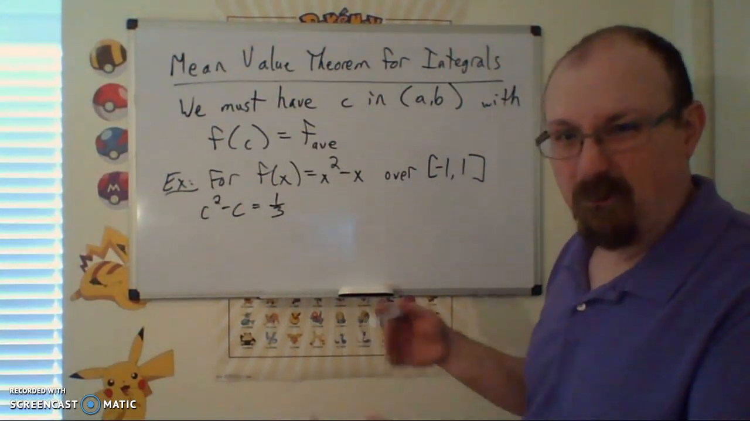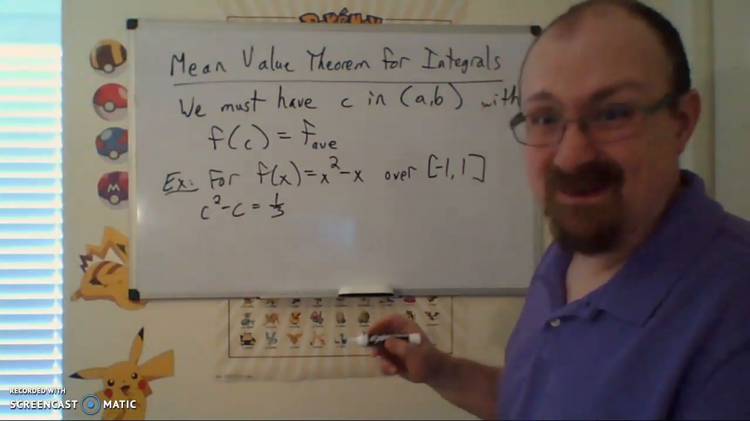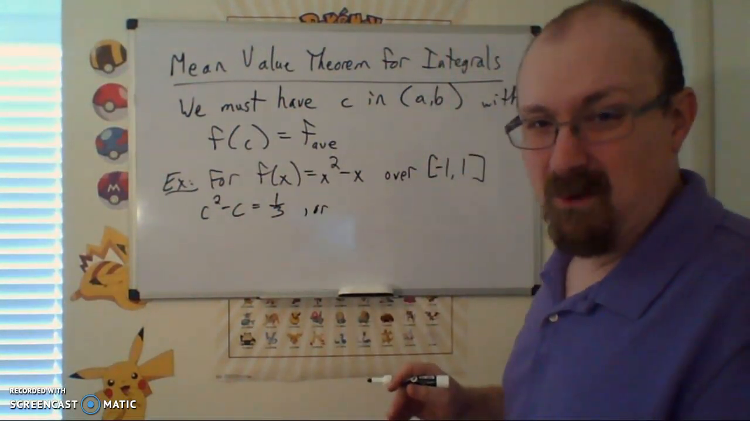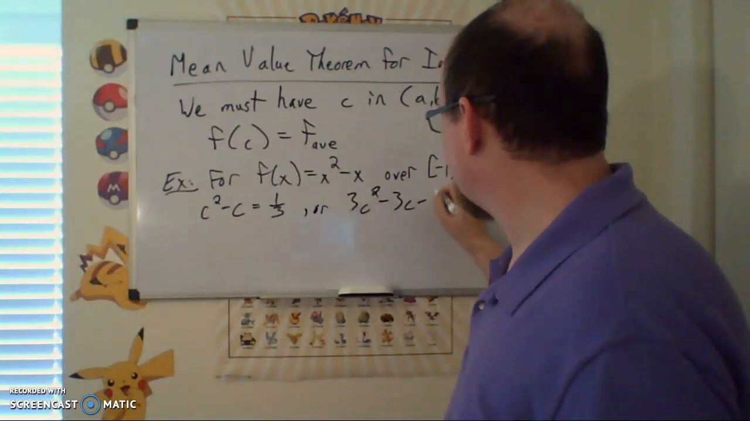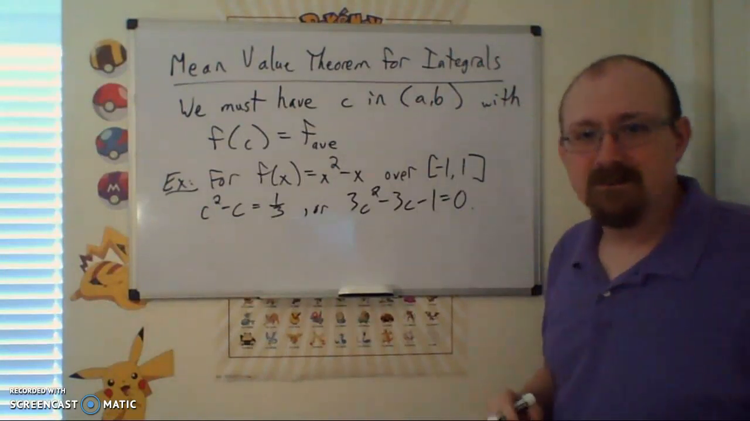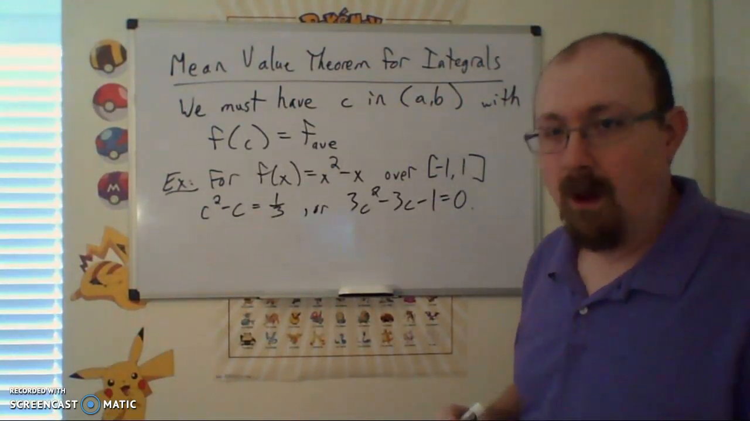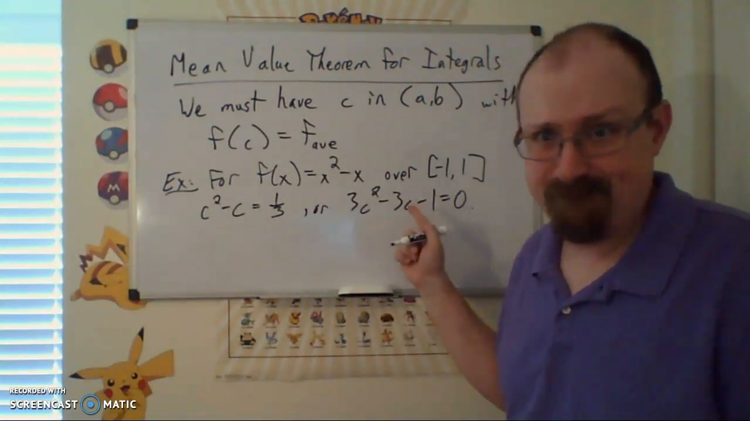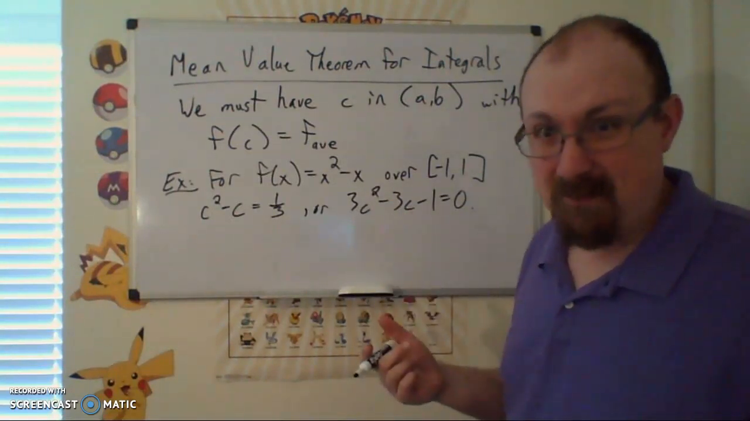That's a quadratic equation as far as c is concerned. So we've got to rearrange it so all the terms are on one side and we've got 0 on the other. I'm going to go ahead and get rid of the 1/3 just because I think it looks nicer. So 3c squared minus 3c minus 1 equals 0. I will save you heartache now: do not try to factor this thing. It's not designed to do that. You can use the quadratic formula.